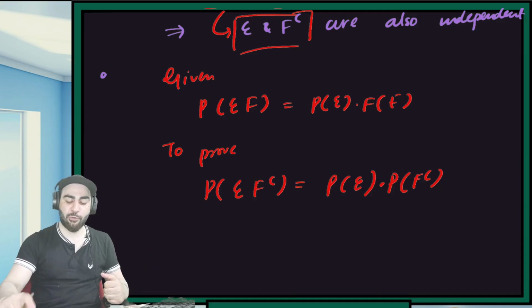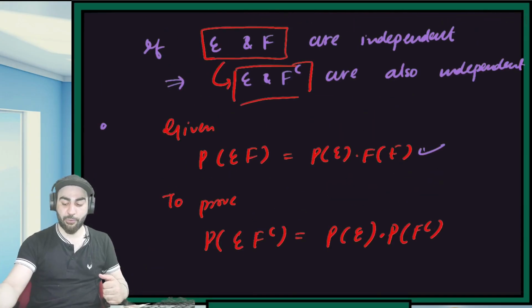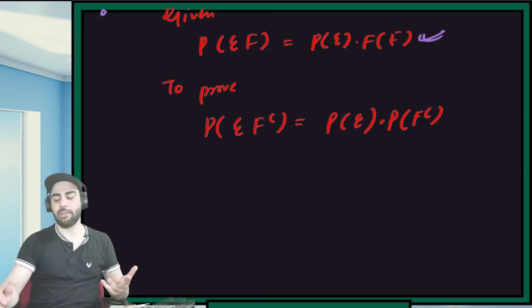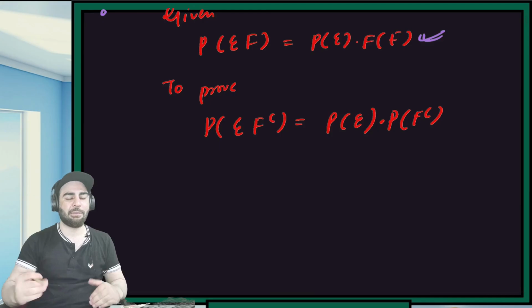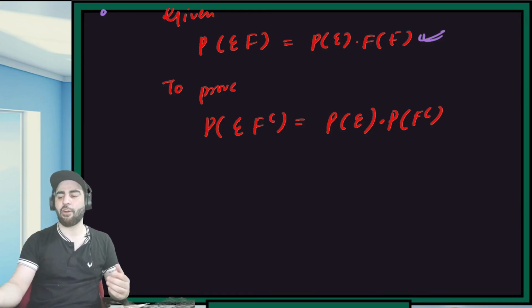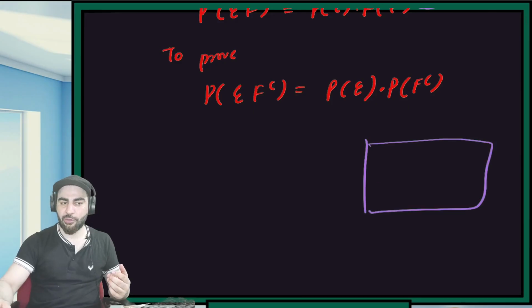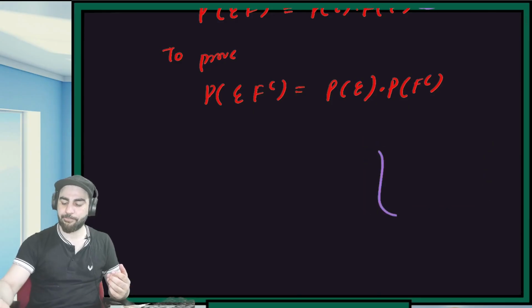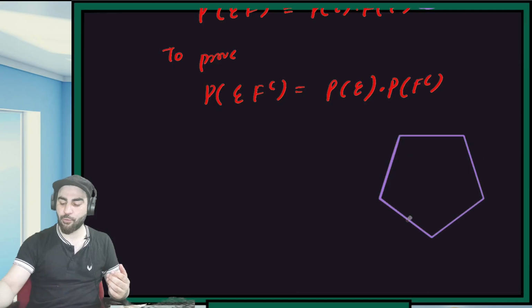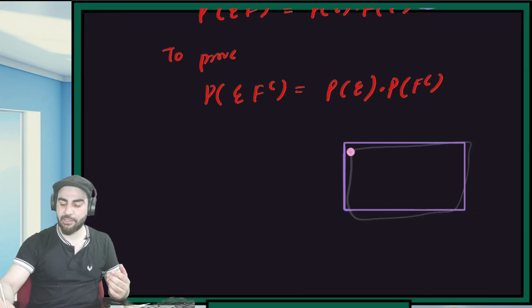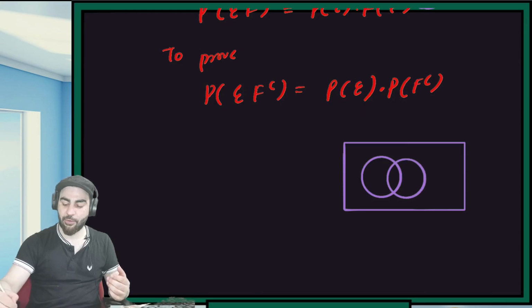This is given to me, because the given is that these things are independent. So I should somehow use this result to arrive at this result. This is what I have to prove. Okay, now how to do it? I have to somehow bring this F complement into the picture. Because I have E and F, I should be able to bring F complement into the picture. If you see, we have made a lot of Venn diagrams. In those, I said that this is our sample space, and if these are two events, one is E and one is F, something of this sort.